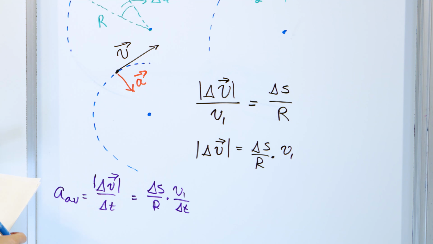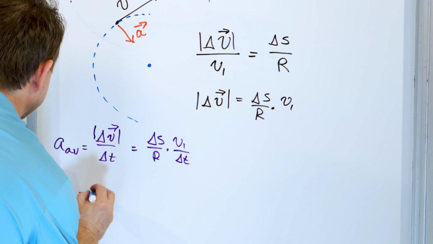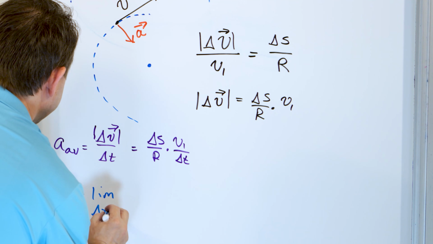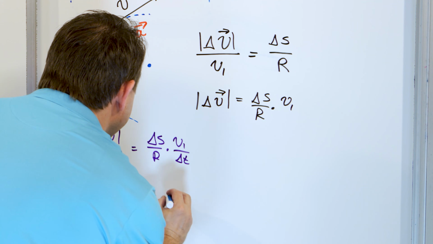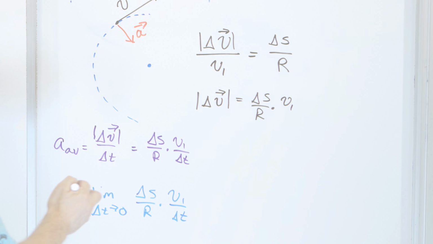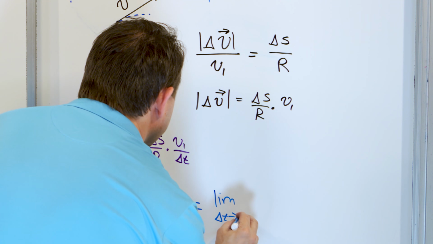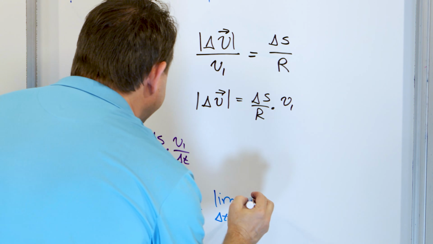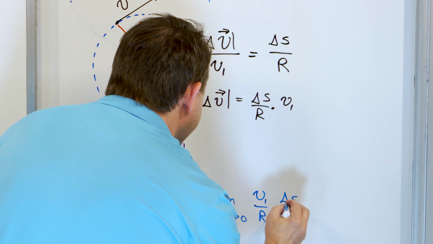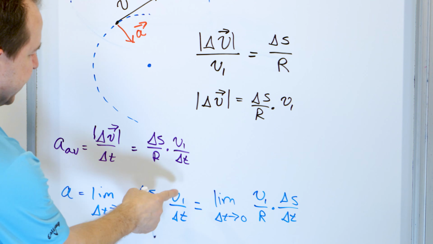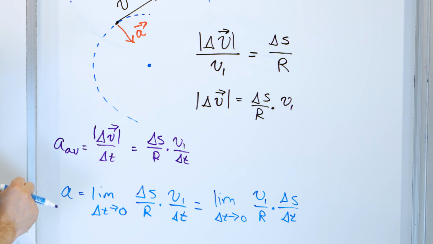And now what we want to do is take the limit. We're going to change it from an average acceleration to an instantaneous acceleration, which is the limit as delta T approaches 0 of delta S over R times V1 over delta T. Now I'm going to rewrite what I have, with delta T going to 0. I'm going to put V1 over R together, and then delta S over delta T together. This is the same thing. These are multiplied together, and these are multiplied together. I'm just putting the two terms with the delta right next to each other.